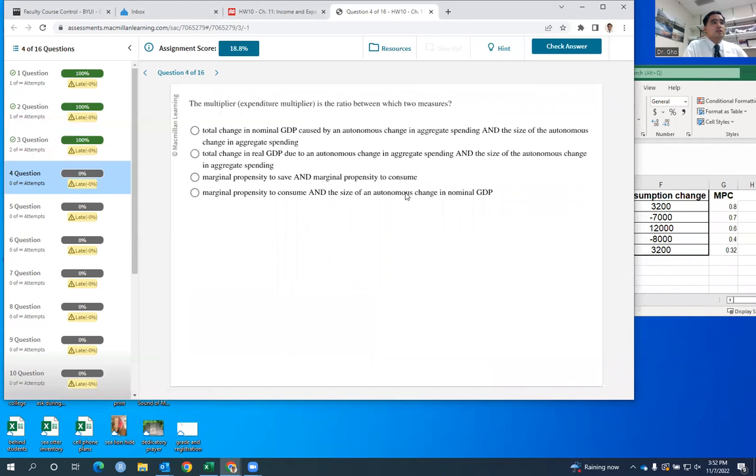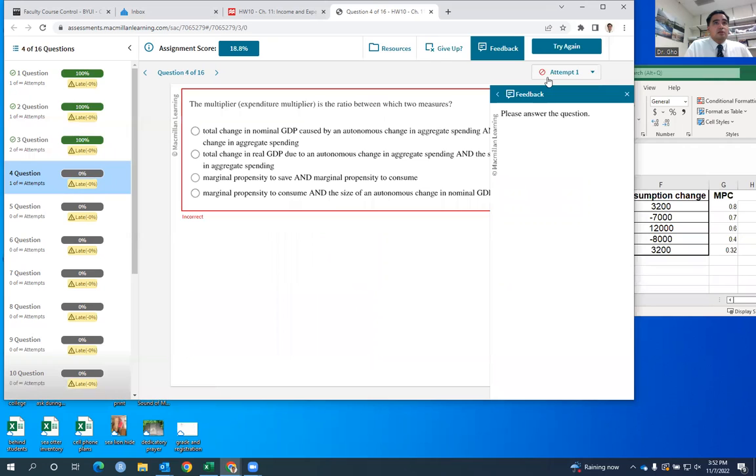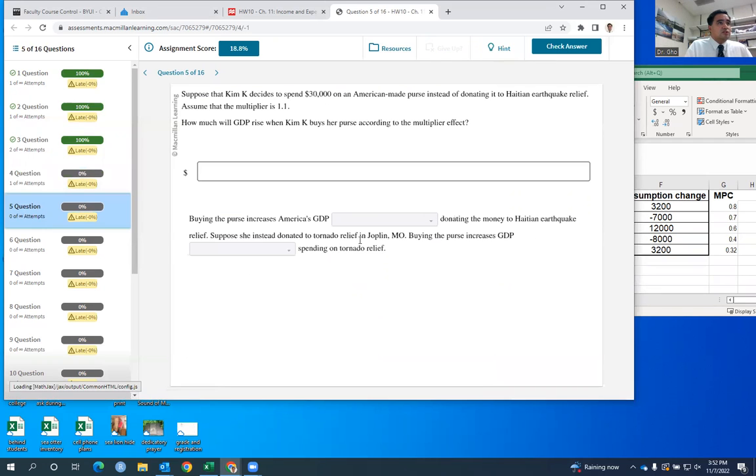Let's look at the next question. This one is a theory question. So if you don't know the answer, I would highly encourage you to look into the textbook and take that time and effort, make sure you understand the multiplier. We're looking at real GDP. Okay, let's go to question 5.